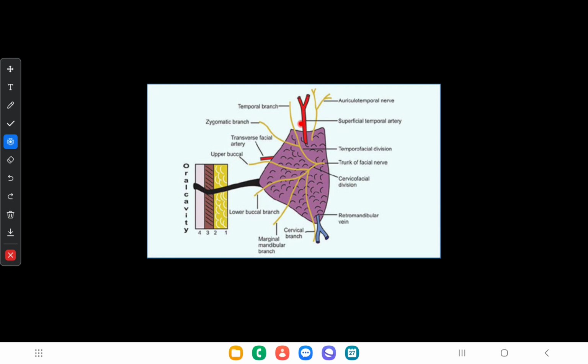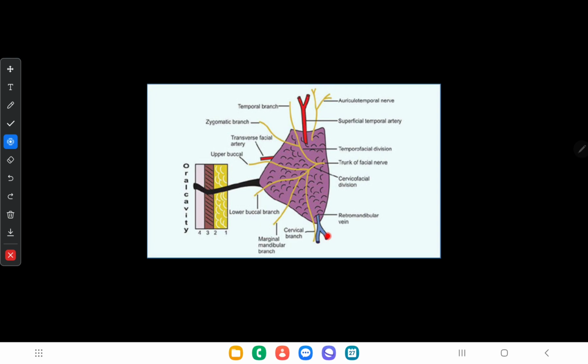Then the apex gives passage to the cervical branch of the facial nerve. Here you can see very clearly this part is the apex of the parotid gland. You can see the cervical branch of the facial nerve exits the gland from the apex with the retromandibular vein. And also you can see the two divisions, anterior division and posterior division, here. The maxillary artery leaves through the anteromedial surface, but you cannot see it here. Remember that the maxillary artery leaves the gland through the anteromedial surface.